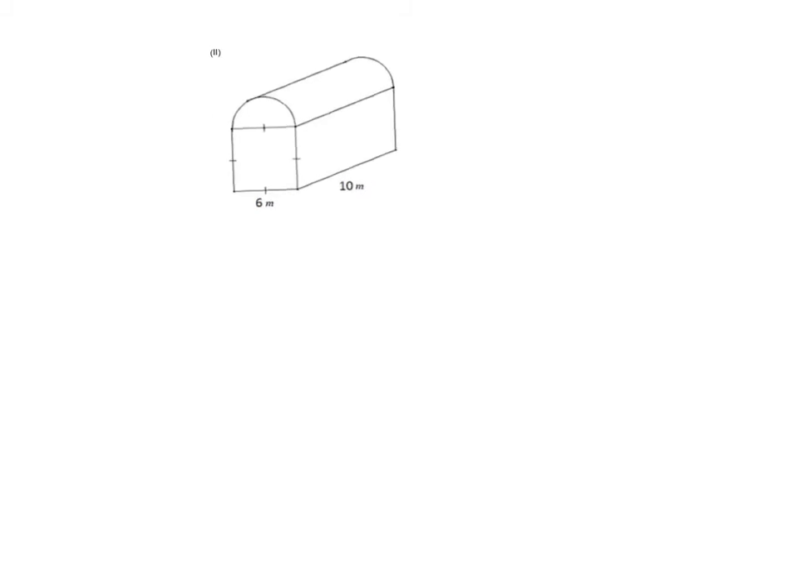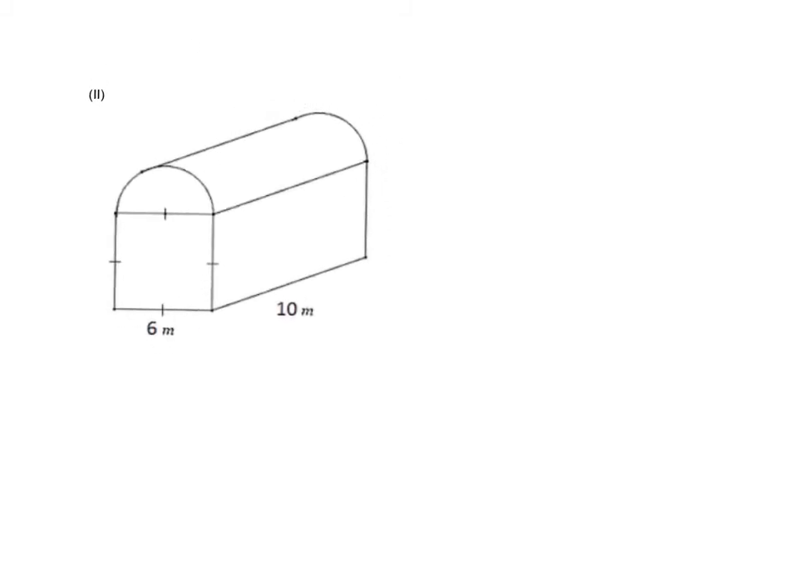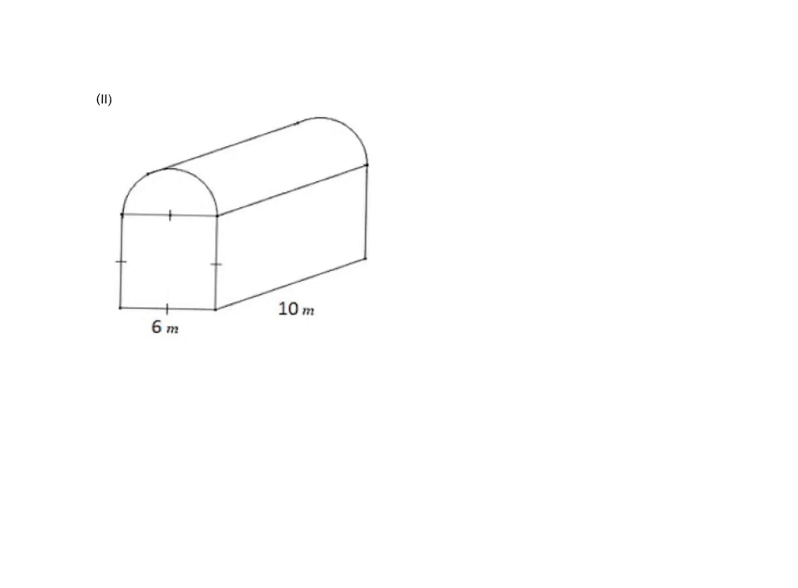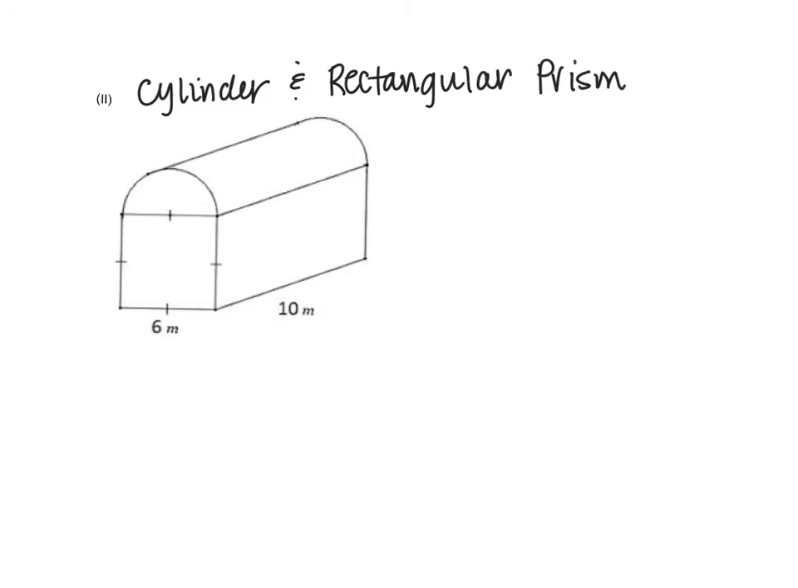All right, so our next composite solid, if we look at it and we break it up, the top is a cylinder, and the bottom is a rectangular prism. Okay. So first we want to find the volume of the cylinder. Now we aren't dealing with an entire cylinder, we're dealing with half a cylinder. So I'm going to use half of the volume of a cylinder, which is pi r squared h.